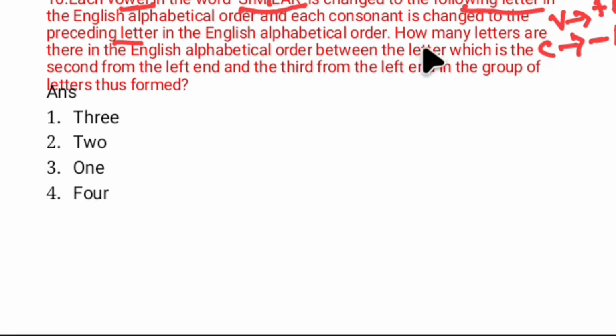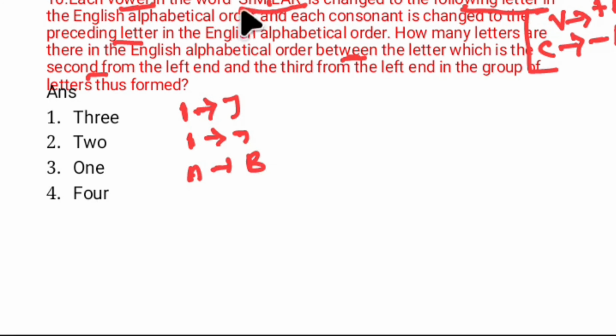After applying these things, let us read the question again. The question is saying how many letters are there in the English alphabetical order between the letter which is second from the left hand and the third from the left hand. Second from the left is J, and third from the left, 1, 2, 3, is L. So between J and L, how many letters are present? J, then K, and then we got L. So only one letter is present between J and L. Therefore option C is the answer for question number 10.